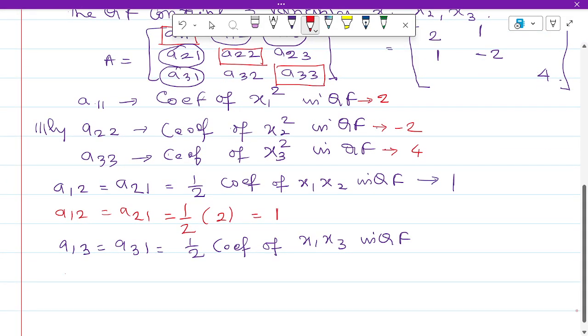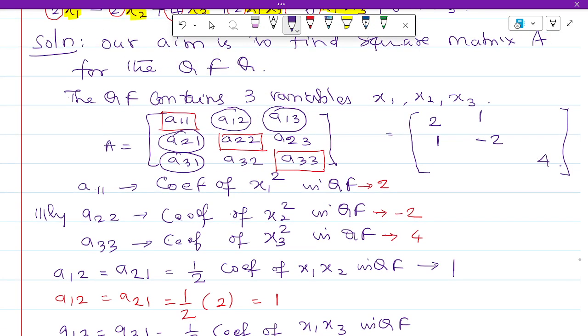Therefore, A13 equal to A31 equal to 1 by 2 of minus 6. That means minus 3. So, you can write that minus 3 in the A13 position. Here it is A13. Here you can write minus 3, and then A31 is also minus 3.